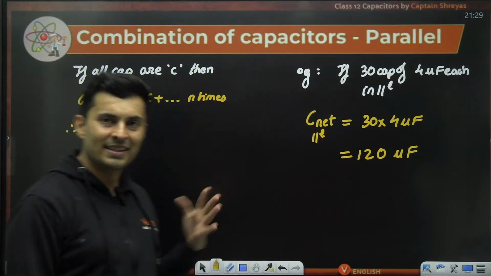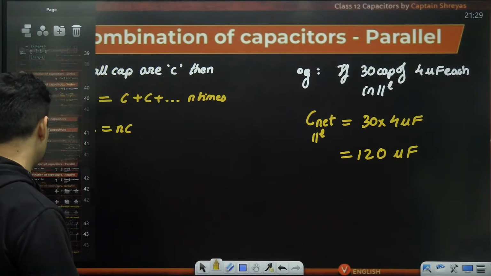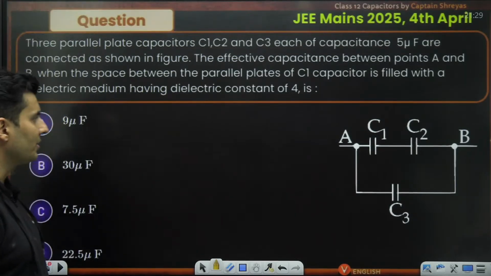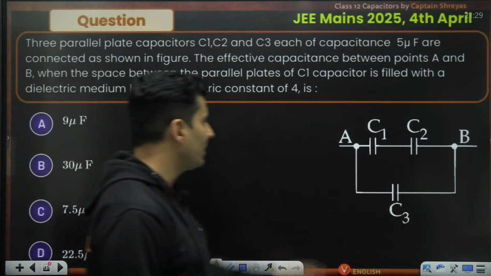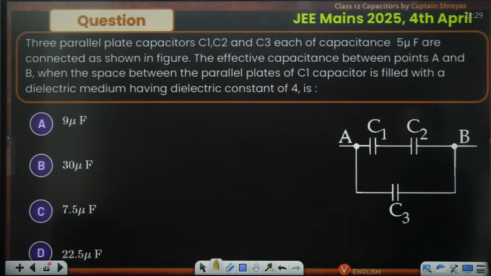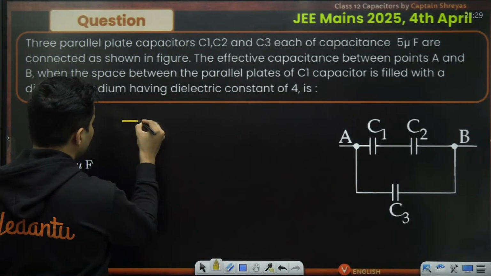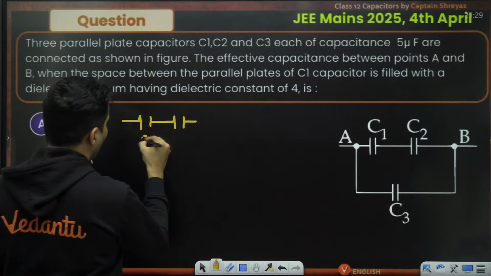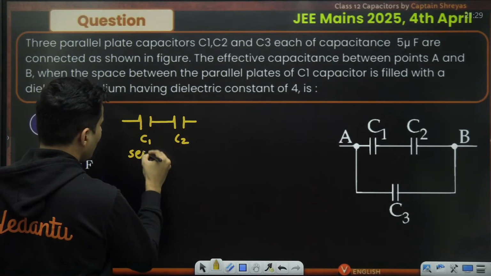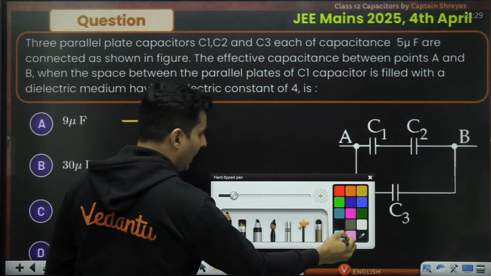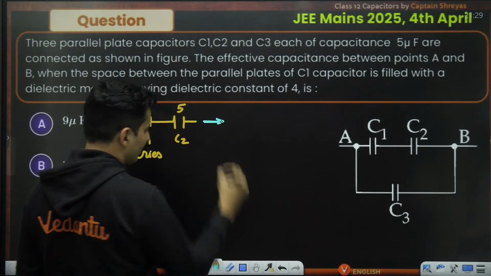Okay, that is how this works for series and parallel. Let's solve some questions so that you get a hang of it. Here is the first question on your screen. 3 parallel plate capacitors, C1, C2, C3, 5 microfarad each are connected as shown. What is the effective capacitance between A and B? As one can see clearly, C1 and C2 are in series and both of them are 5 each.